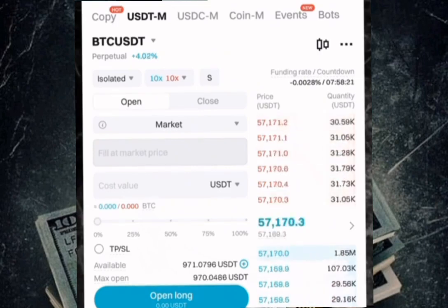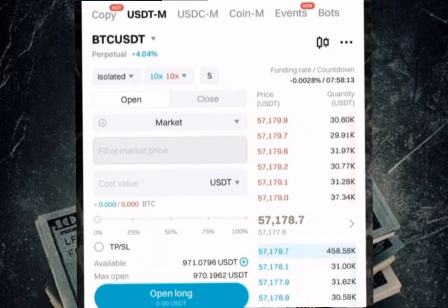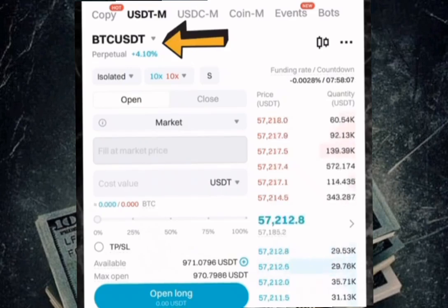Now, the first thing you want to do when you get to the futures trading page is to pick the trading pair that you want to trade. So for example, the trading pair you have on the screen right here is BTC USDT. So let's say, for example, you want to trade another pair. Let's say it is ETH you want to trade, that's Ethereum. Let's come right here to where you have BTC USDT and click on this drop down arrow beside it.